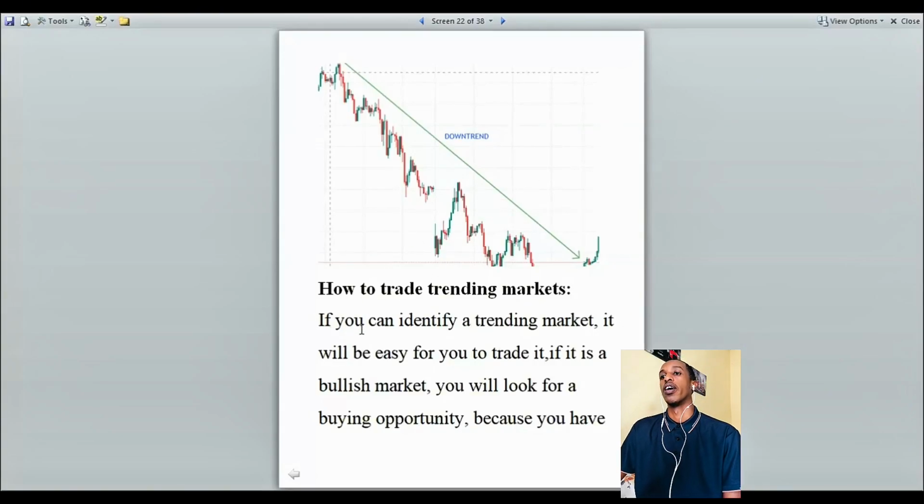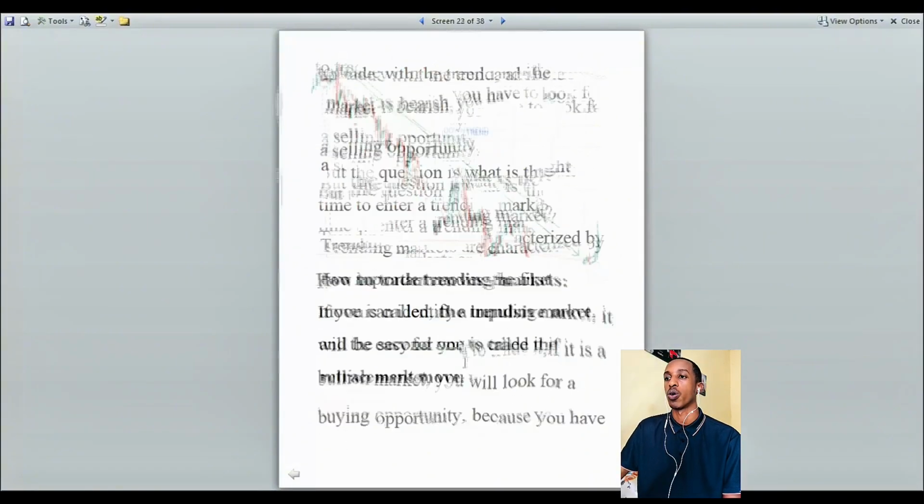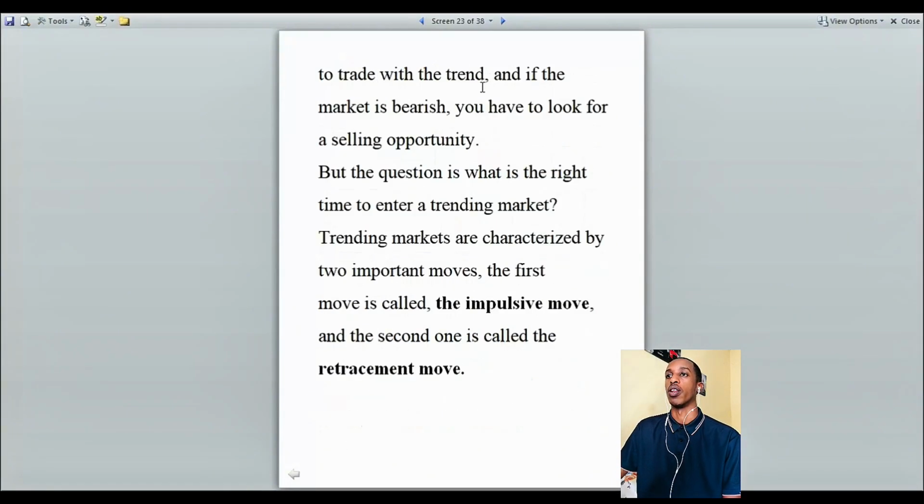So if you can identify a trending market, it can be easy for you to trade it. If it is a bullish market, you look for a buying opportunity because you have to trade with the trend. If the market is bearish, you have to look for a selling opportunity. But the question is, what is the right time to enter the trending market? This is a good question.